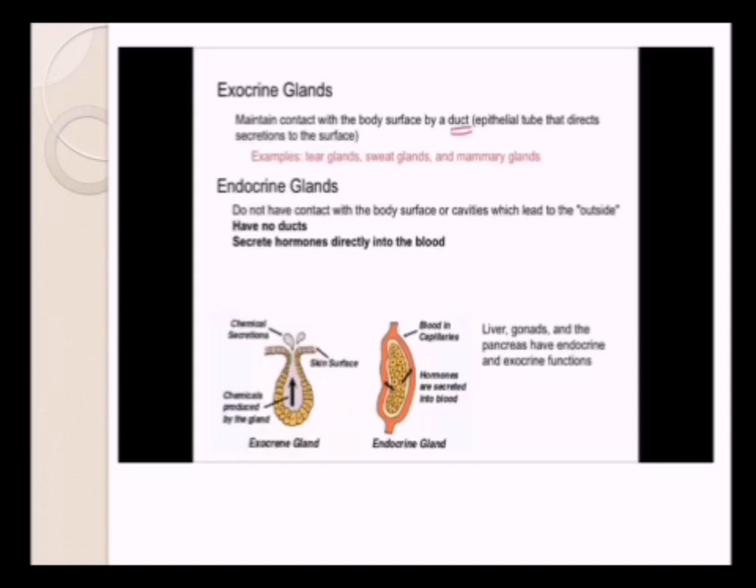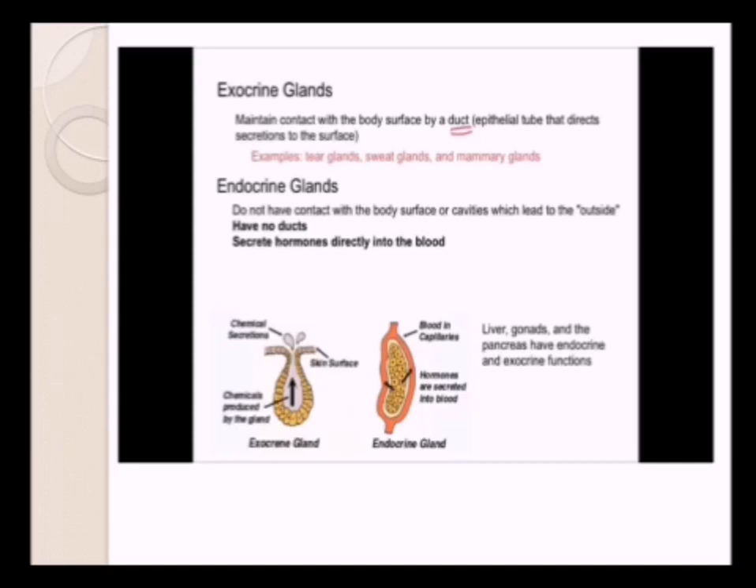Examples of exocrine glands are the tear glands, the sweat glands, and the mammary glands. For example, the mammary glands secrete milk, and milk is conducted by certain ducts and not by blood. Whereas endocrine glands are glands that secrete hormones. They secrete chemical messengers that are called hormones, and those glands have no ducts and do not have contact with the body surface or cavities which lead to the outside.